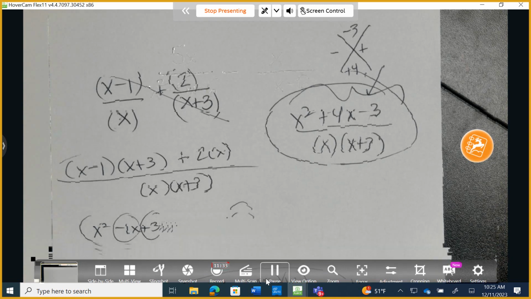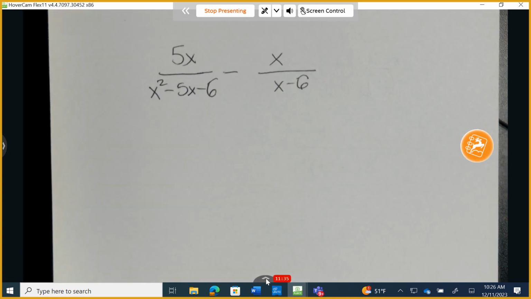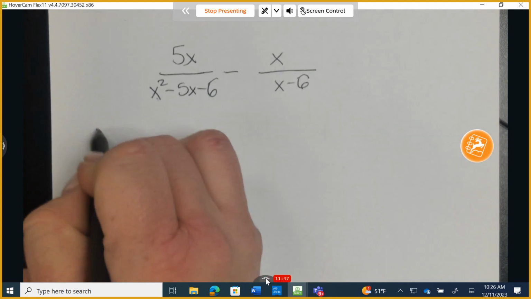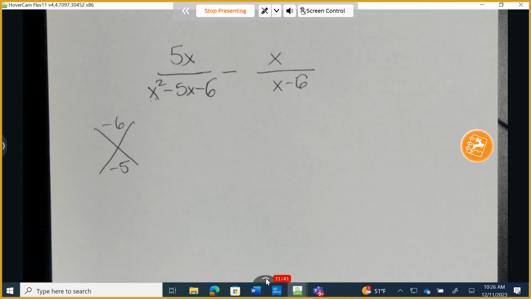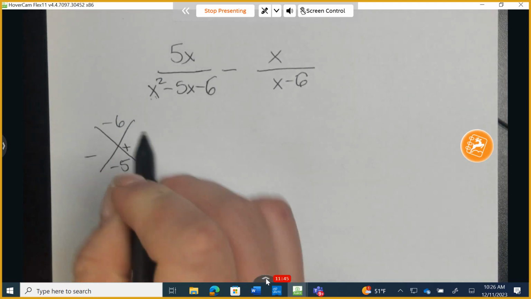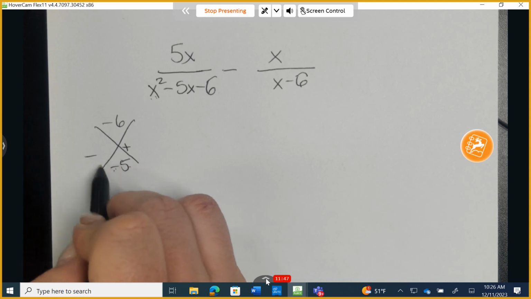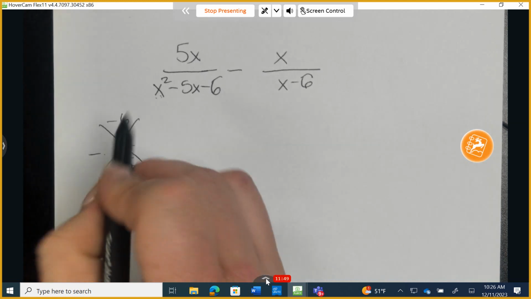This is our last type. We have two problems like this on our quiz. I'm going to start by seeing, can I factor the denominator? What multiplies to equal negative 6 and combines to equal negative 5? The negative 6 tells me they're different signs. The negative 5 tells me the larger of the two numbers, if we can factor it, is negative.